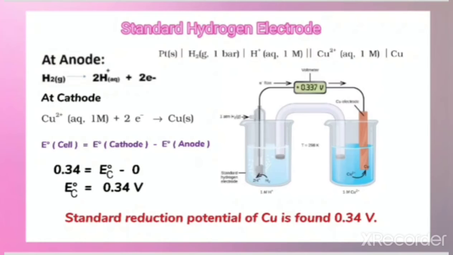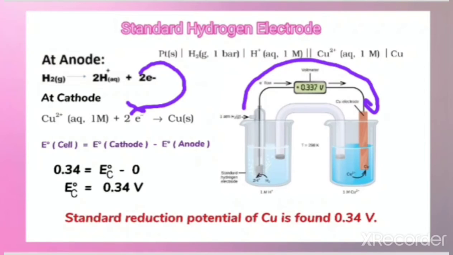So what will be the reaction when it acts as an anode? The reaction will be H2 giving rise to 2H plus and 2 electrons, and at the copper electrode the reduction takes place. The reduction reaction is copper ion plus 2 electrons giving rise to copper. So the 2 electrons lost at the anode are gained at the cathode. That means the flow of electrons will be in this direction, and the flow of current will be opposite to that.